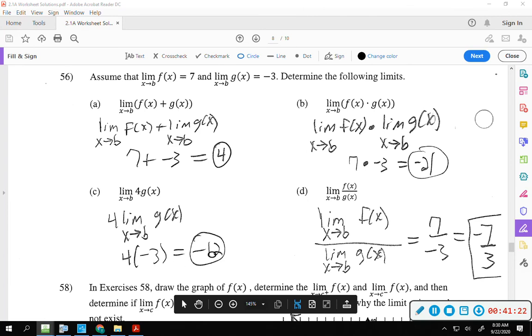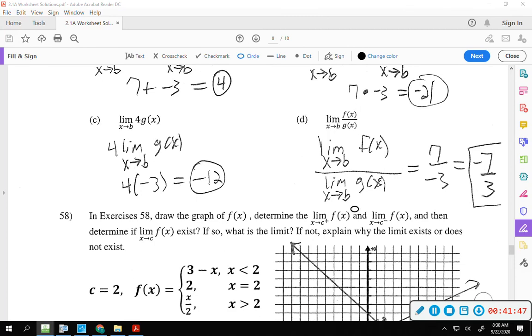It even works with a quotient. I can take the limit of the top function over the limit of the bottom function, provided that the limit of the bottom function does not go to 0. If the limit of the bottom function is 0, then we have problems. But we get negative 7/3. Those should be pretty straightforward.